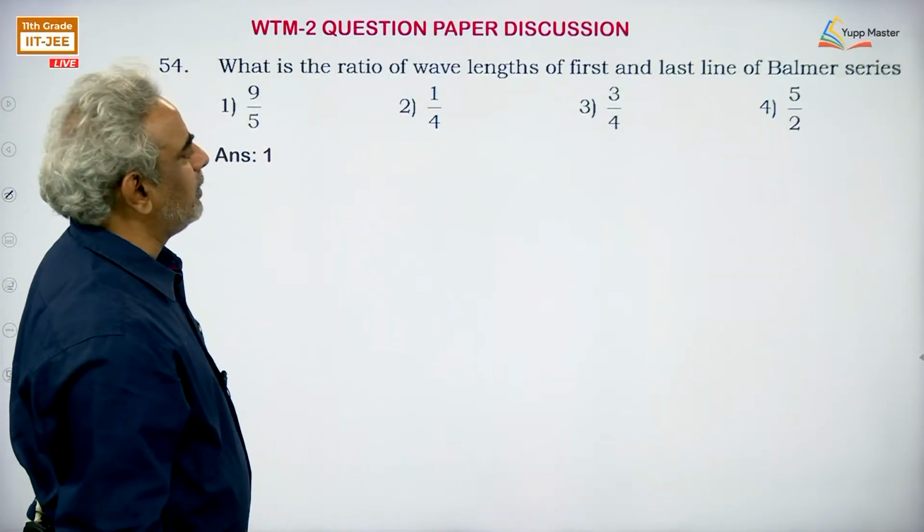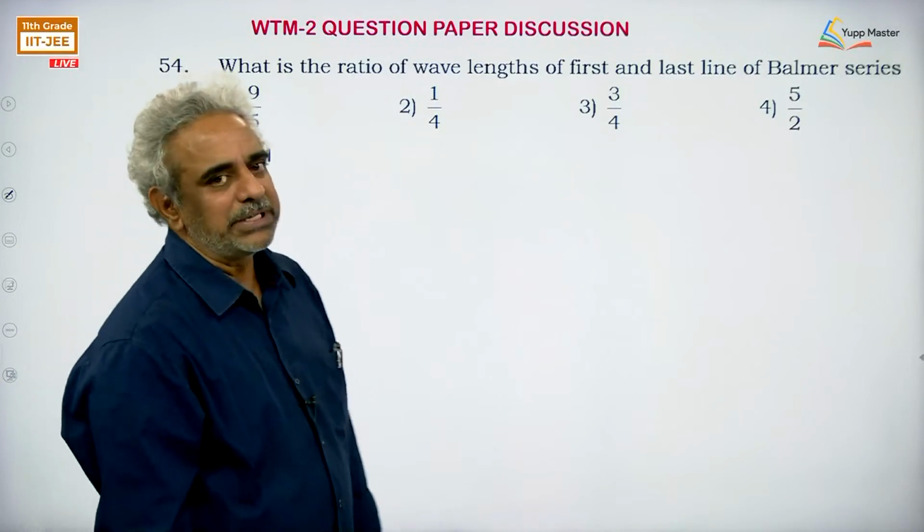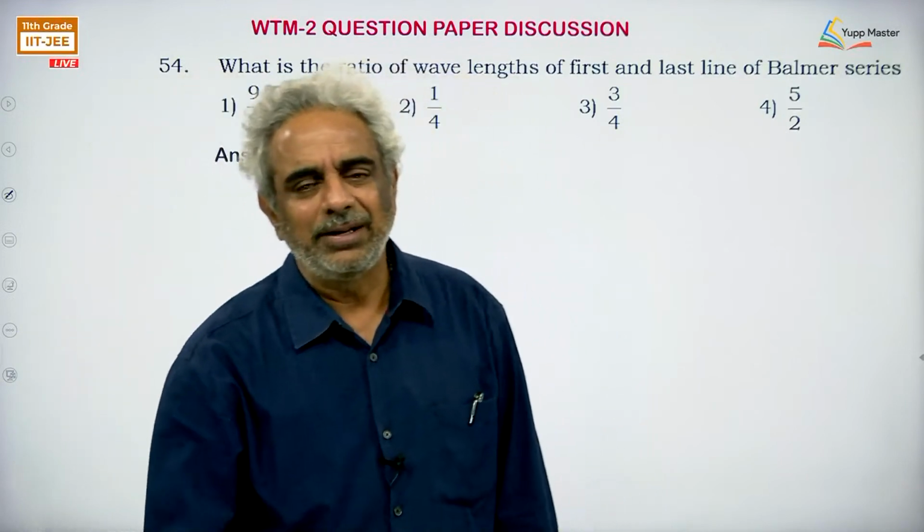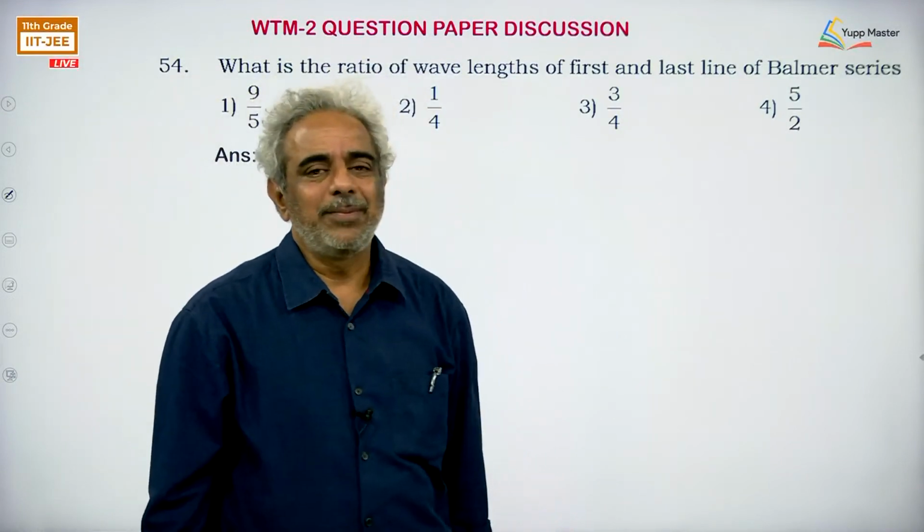What is the ratio of wavelengths of the first and last line of the Balmer series? What do you mean by first and last line? In any series there will be a limit.